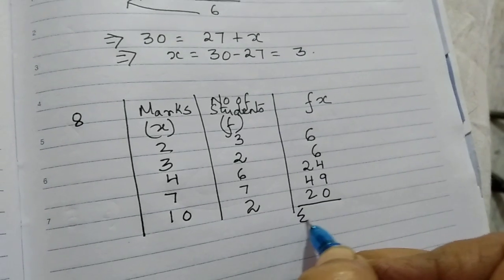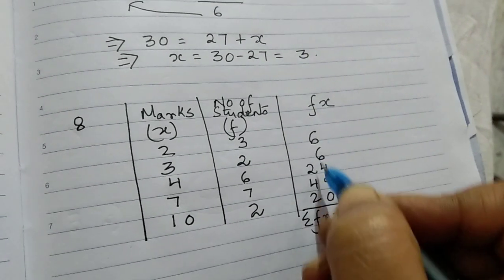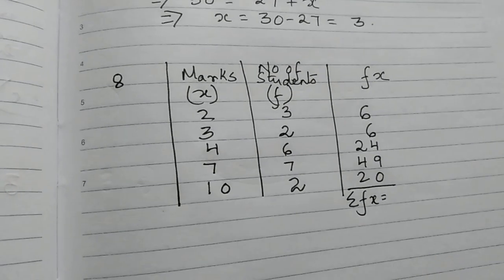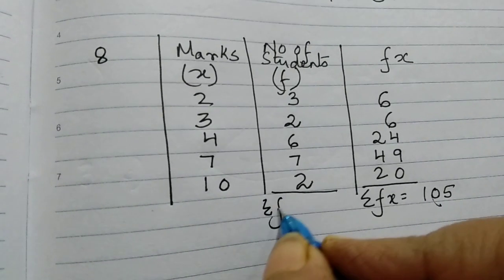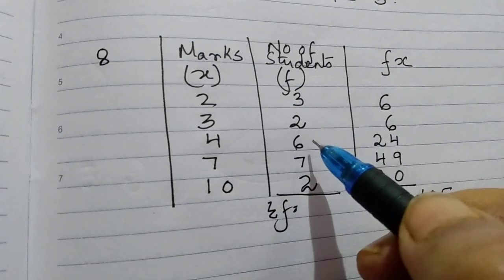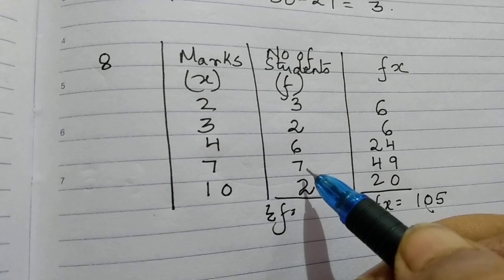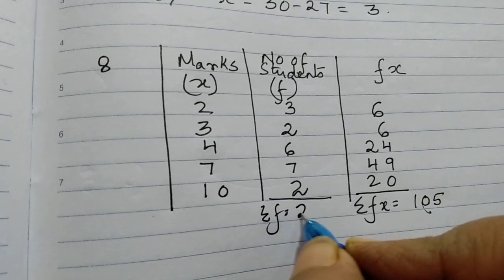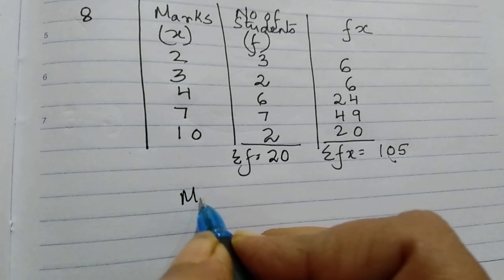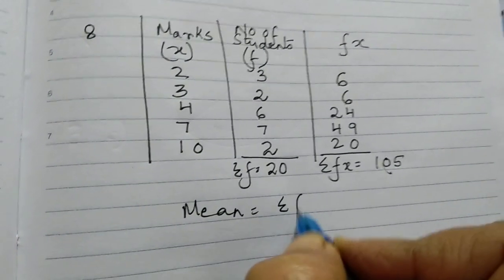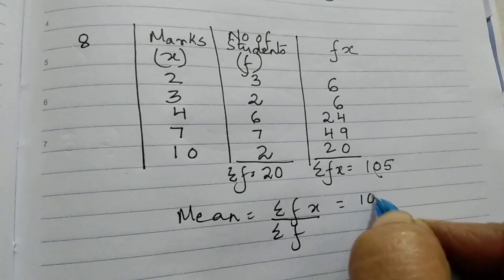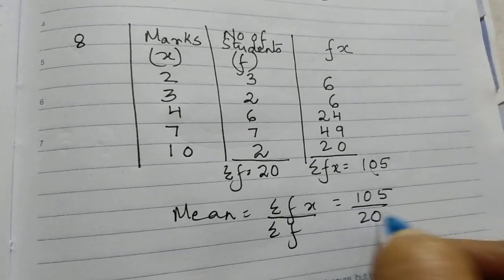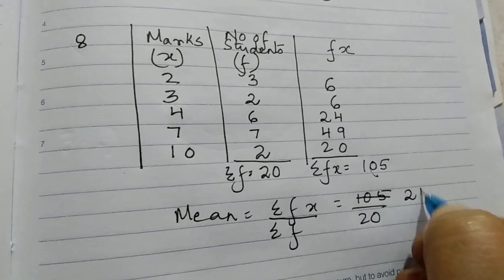Then you find out sigma fx. You add up this entire column, and you get 105. And if you add up sigma f, you get 3 plus 2, 5. 5 plus 6, 11. 11 plus 7, 18. 18 plus 2, 20. Mean is equal to sigma fx, sigma means sum total, divided by sigma f, that is 105 by 20. If you cancel by 5, it is 21 by 4.